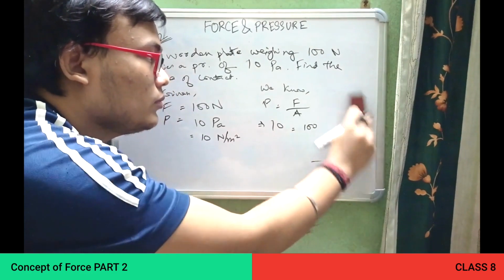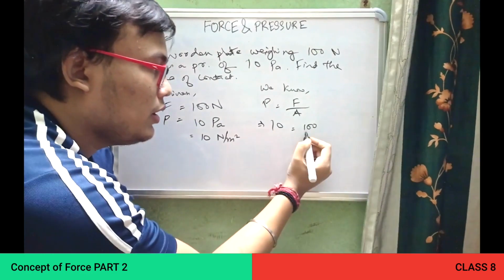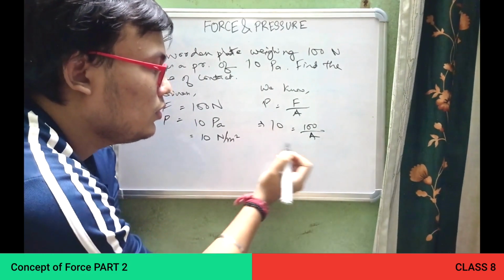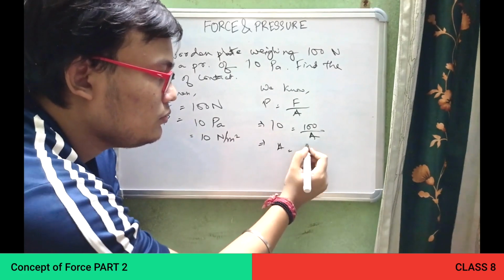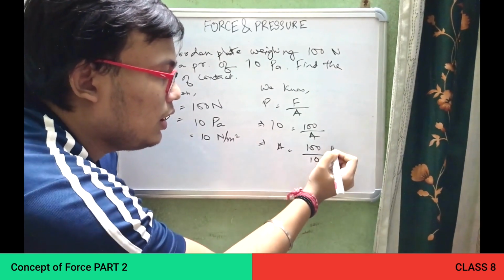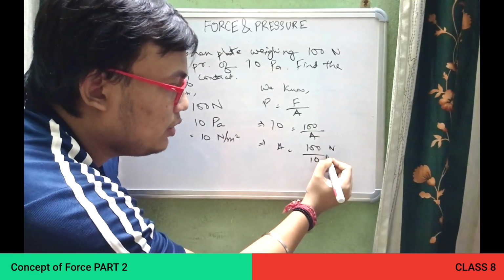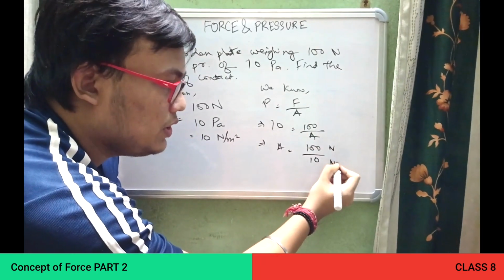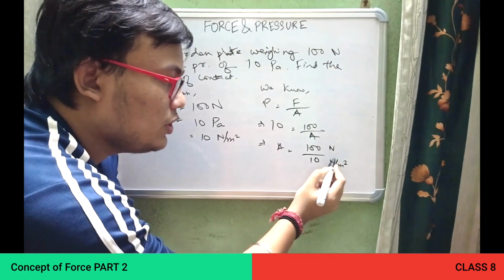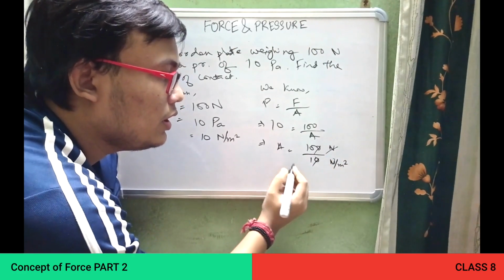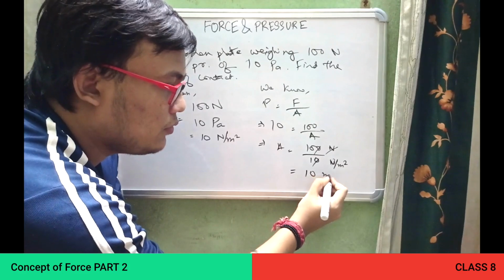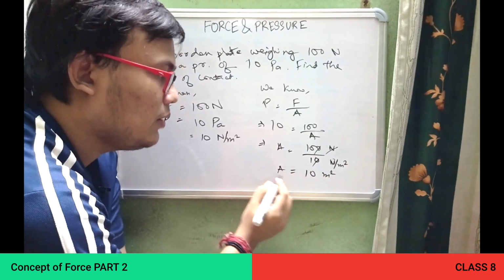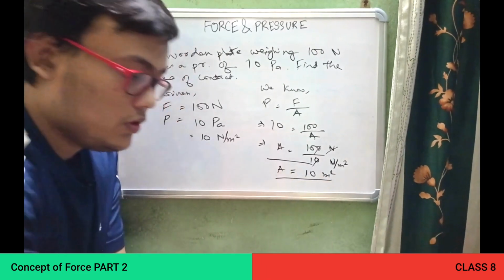Area is not given, so area equals 100 by 10. 100 is newton, and the unit of pressure is newton per meter square. So newton gets cancelled, and area becomes 10 meters square. So this is your answer.